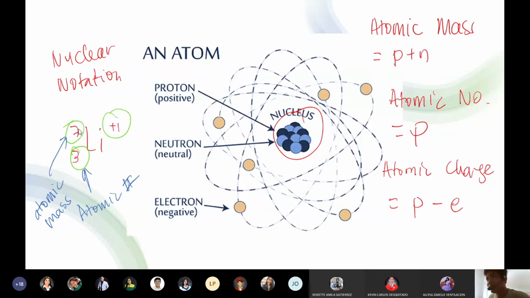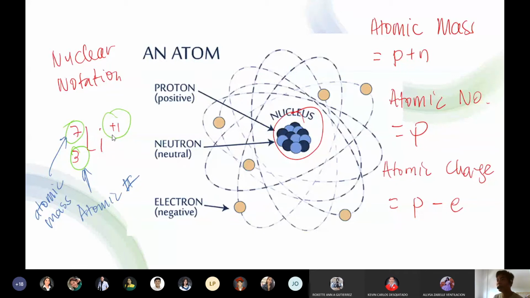So, all you have to do is to get the difference of 7 and 3. Then, the mass minus the protons to get the neutrons. So, that's 4. Okay, so that means lithium atom consists of 3 protons and 4 neutrons, giving us the mass of 7. The mass number 7.